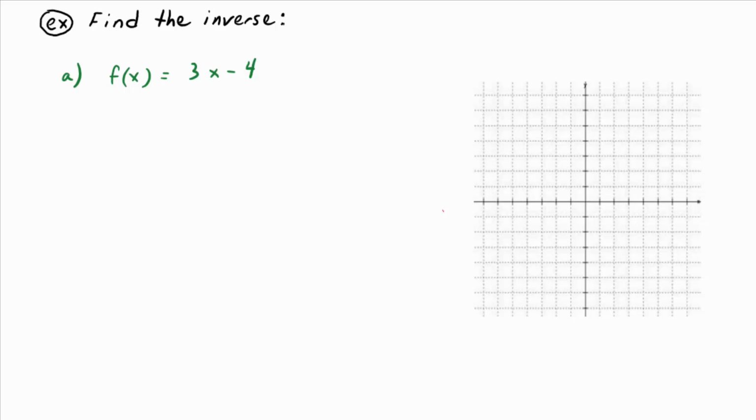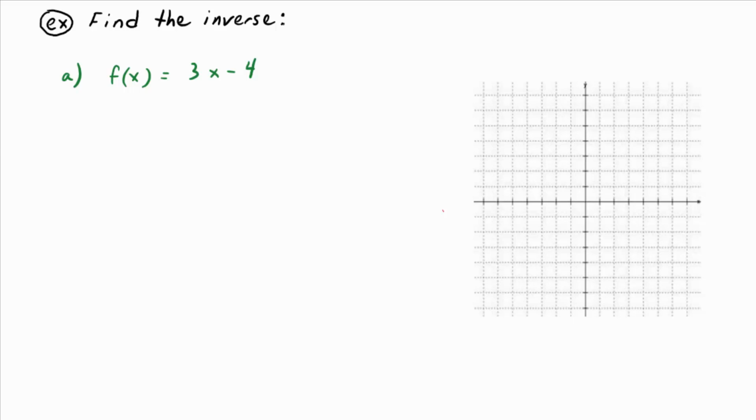Okay, we know how to find the inverse of a function when it's defined as a finite set of ordered pairs, right? You just flip all the x and y coordinates around. But most of the functions we deal with in algebra and calculus are defined using formulas, right? So the question becomes, how do you find the inverse of a function defined using a formula? So that's what we want to do in this example. f of x equals 3x minus 4.